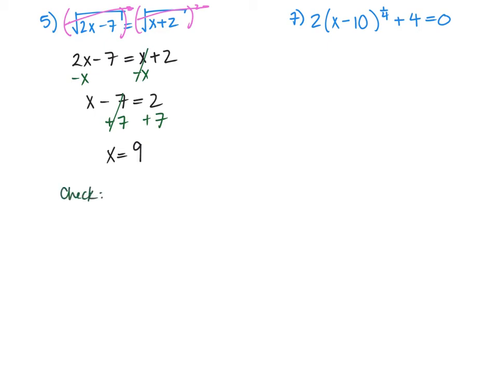So to check this problem, I have the square root of 2 times 9 minus 7, and the square root of 9 plus 2. So if you look back at this, there are 2 x's, so I plugged x into both of those, and I wrote it out here. So working on the inside, on the left-hand side, 2 times 9 is 18, and then I have a minus 7 that drops down. 9 plus 2 is the square root of 11, and then on the left-hand side, 18 minus 7 gives me also an 11.